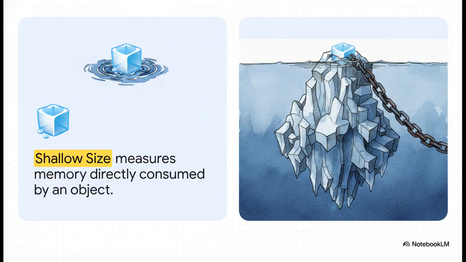Think of it exactly like a massive iceberg. The shallow size is just the tip visible above the water. It's the immediate physical space the object itself consumes. For a simple reference, it's practically nothing. But the retained size? That's the massive hidden chunk of ice lurking beneath the surface. It's the total amount of memory that would just magically disappear, melting away entirely, if that single object was deleted and its ownership chain was broken.